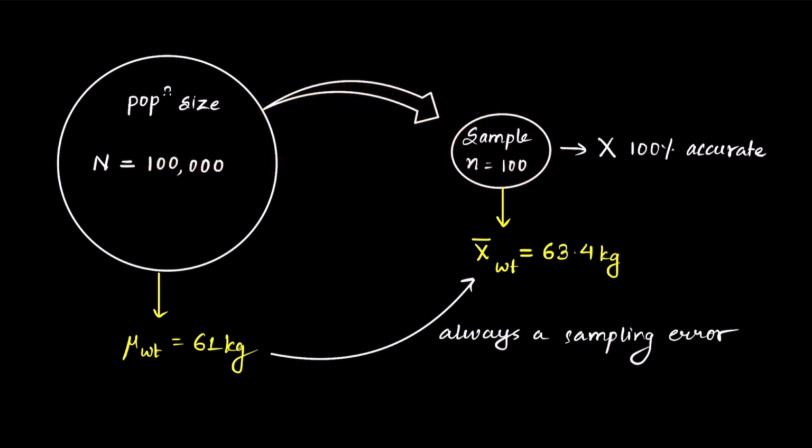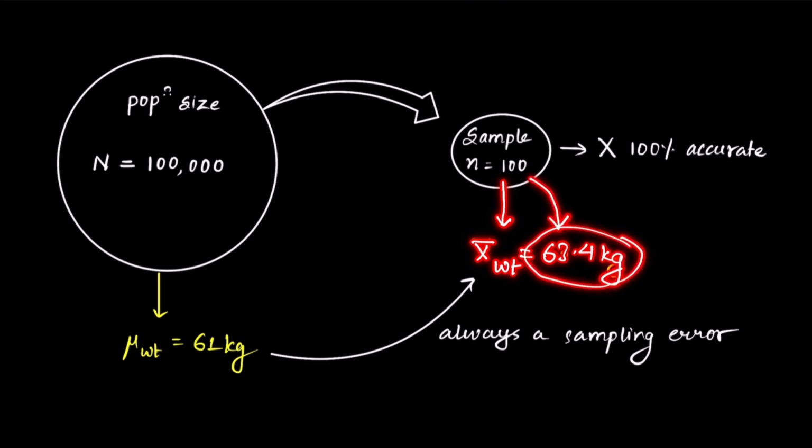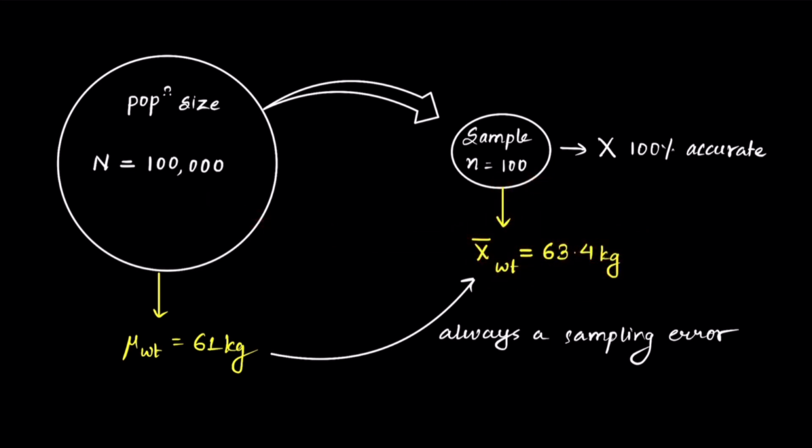The surveyor finds the mean weight of the sample to be 63.4 kg. Now 63.4 kg, the mean weight of the sample, is what represents the mean weight of the population according to the surveyor. From his study, the mean weight of the sample is 63.4 kg, and this is going to represent the mean weight of the population. But in reality, the mean weight of the population is 61 kg.